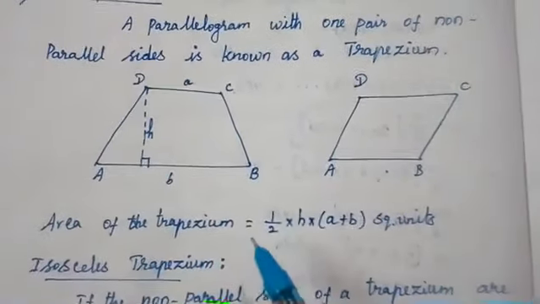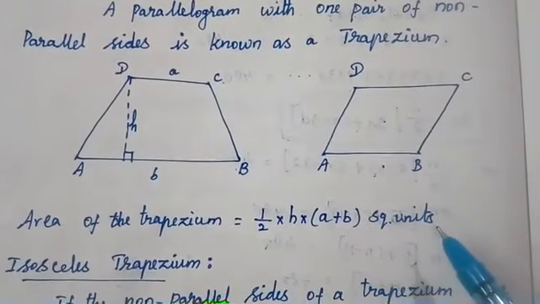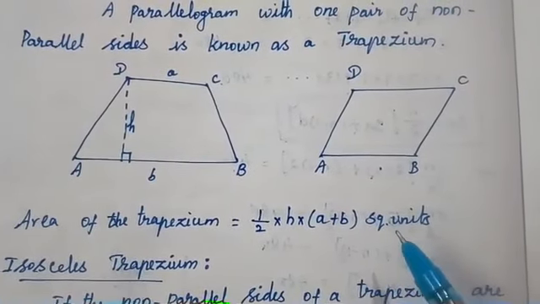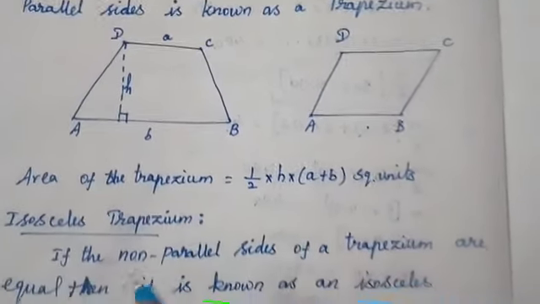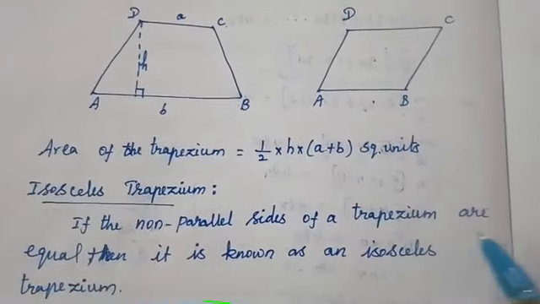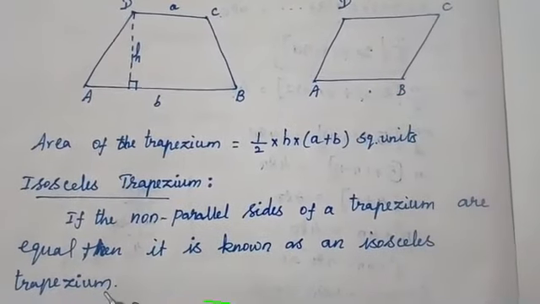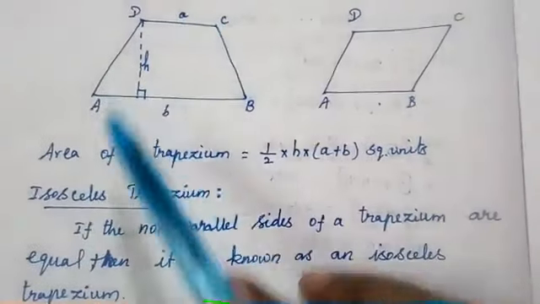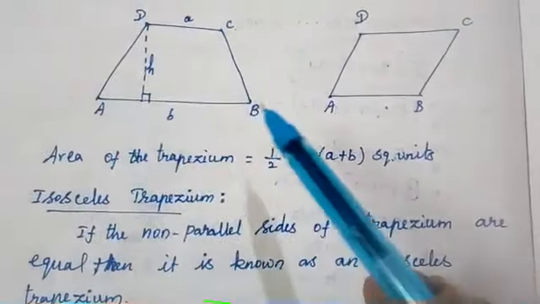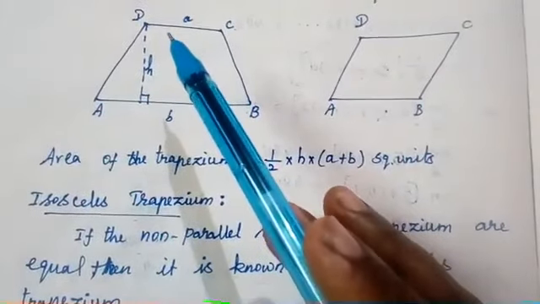The area of a trapezium formula is half into h into a plus b square units. For area we have to use the unit square units. An isosceles trapezium means if the non-parallel sides of a trapezium are equal, then it is known as an isosceles trapezium. Suppose you consider this trapezium. In this trapezium, the measurements of BC and AD are equal. We say it is an isosceles trapezium.